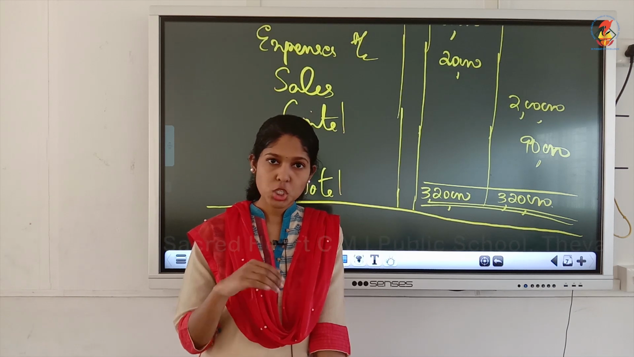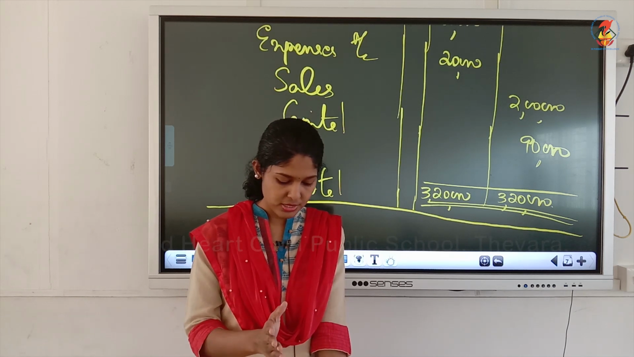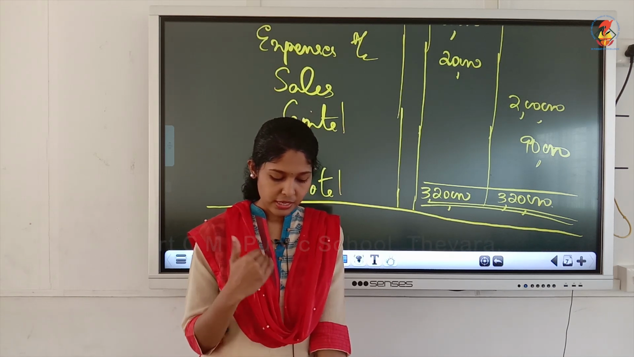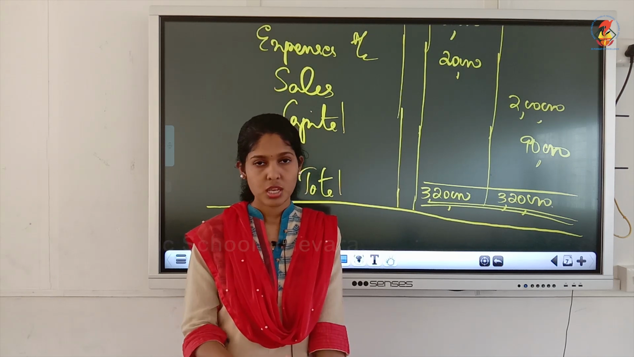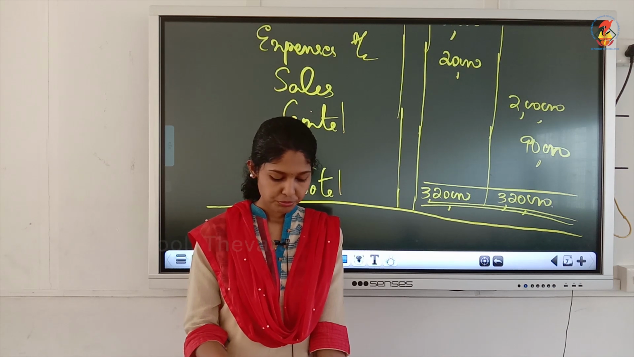Rent, nothing is mentioned means it is paid, so it is an expense. Purchases, then carriage and freight. Freight we have already discussed, it is shipping charges. So, next, an expense for the firm.